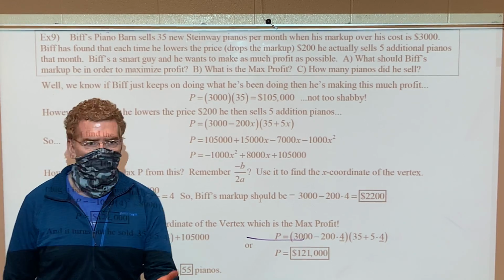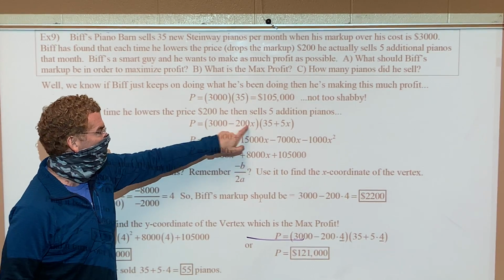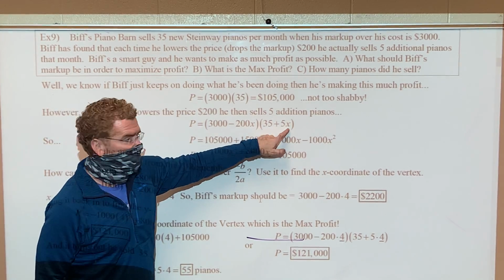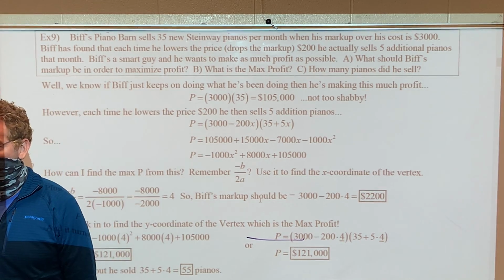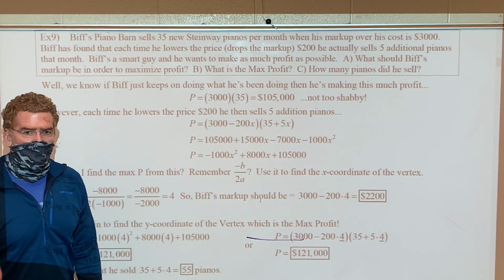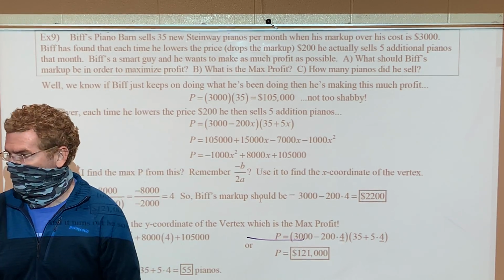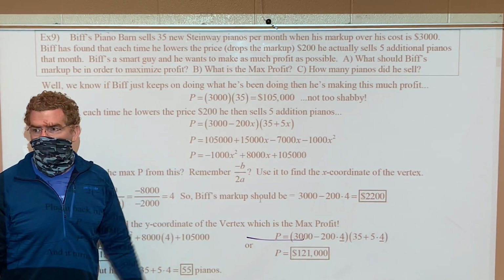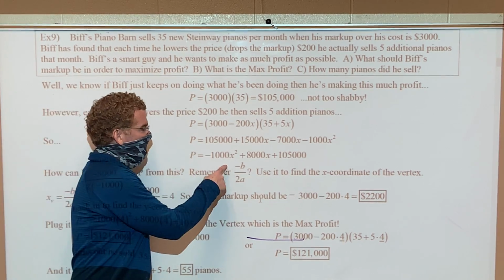Right? Because he's just going to randomly go, all right, I'm going to lower it. If he lowers it too much, if I lower that 15 times, I make nothing. Now, if his goal is to make no money, but to sell zillions of pianos to the world, great. He's got a great nonprofit going. But if he wants to make money, he's going to want to maximize his profit. So how do I find a vertex if I have a parabola? I could complete the square, have fun, knock yourself out. It's not impossible, but I kind of like using that little trick we learned yesterday, right? The vertex, the x-coordinate is always negative b over 2a.